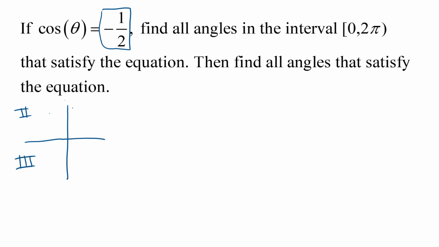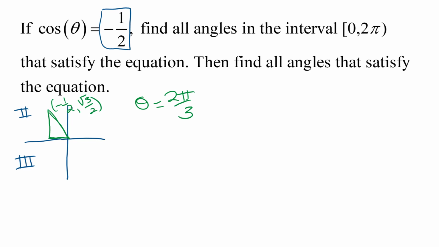So I need to find an angle in quadrant 2 where the x value is negative 1/2. So if I went over here, we know that the 1/2 and the square root 3 over 2's go together in the unit circle, and so it's going to be smaller x, bigger y. So this point is negative 1/2 and square root 3 over 2. And so we can see that that angle is when theta equals 2 pi thirds.